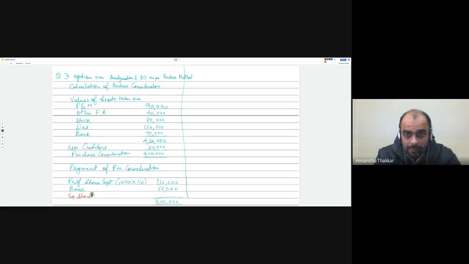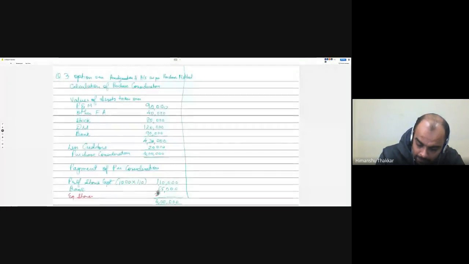So equity shares, this is what is not given directly, you found out. What will be the balancing figure? Balancing figure, equity share, the amount will be 2 lakh 25,000.